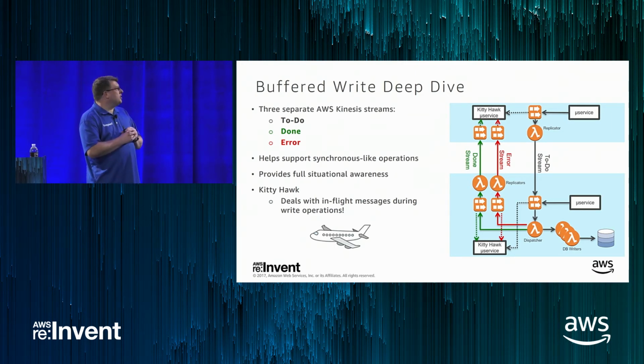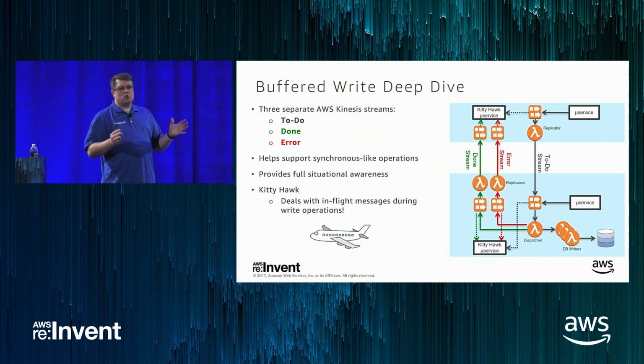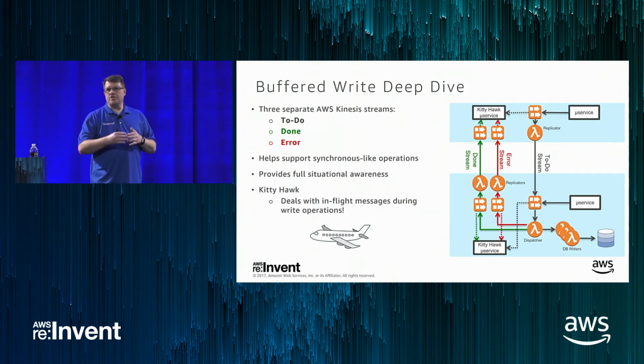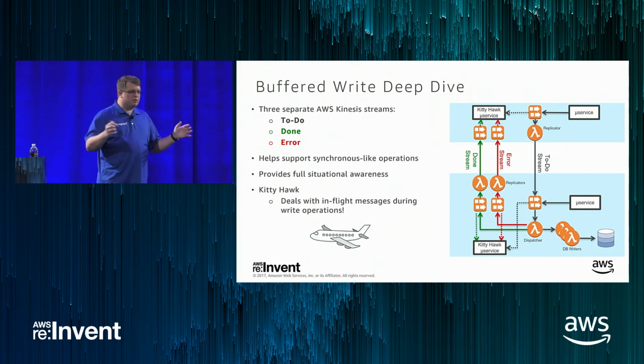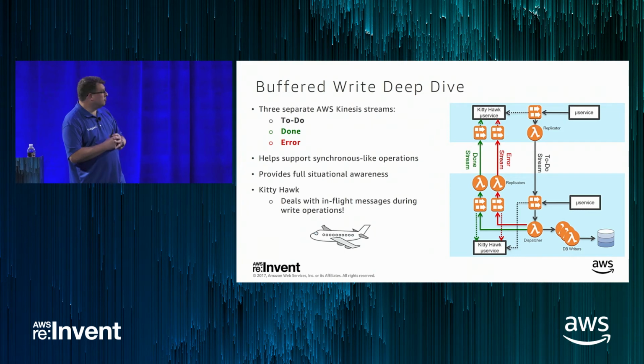We developed a microservice that would actually read from those various streams. So the bounded context for the Kitty Hawk microservice was actually the logged in user. So an application which didn't necessarily need to know about every microservice it needed to deal with could still determine if there were things in flight that might impact its operation. And we called that microservice Kitty Hawk because it deals with in-flight messages during write operations.